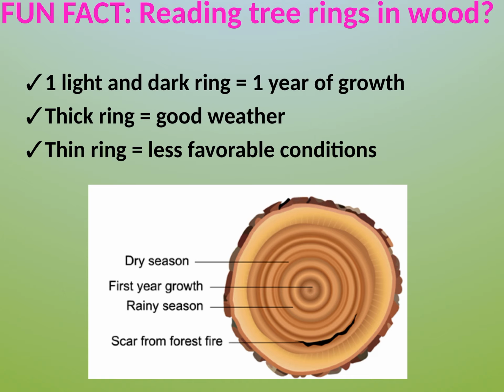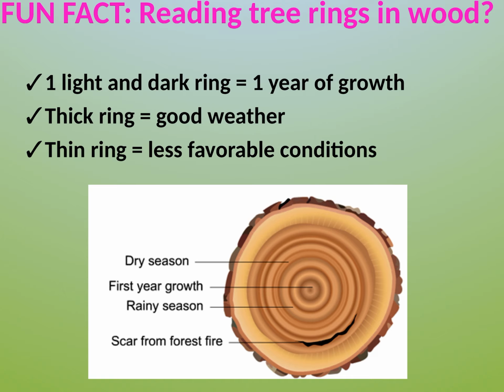You might have heard this before, but you can actually read things in tree rings. If you were to take a core sample from a tree, or go look at a tree that's been chopped down, you can see rings in there. One light ring and one dark ring represent 1 year of growth. The light ring is the inside of the wood of the tree, and the dark ring represents where it used to be bark. Thick rings represent good weather that was able to provide the tree with all the nutrients needed to grow a lot.